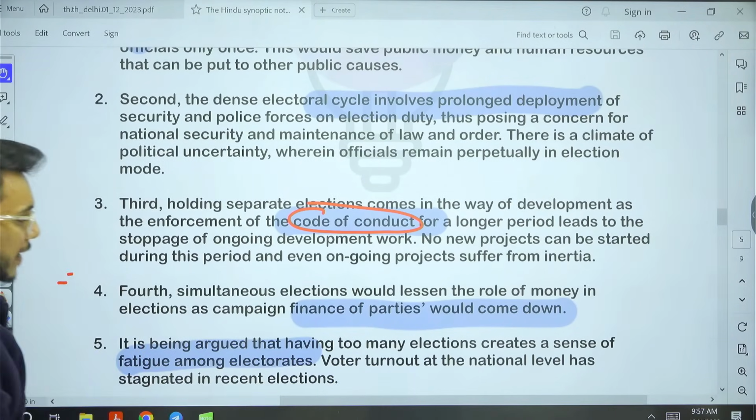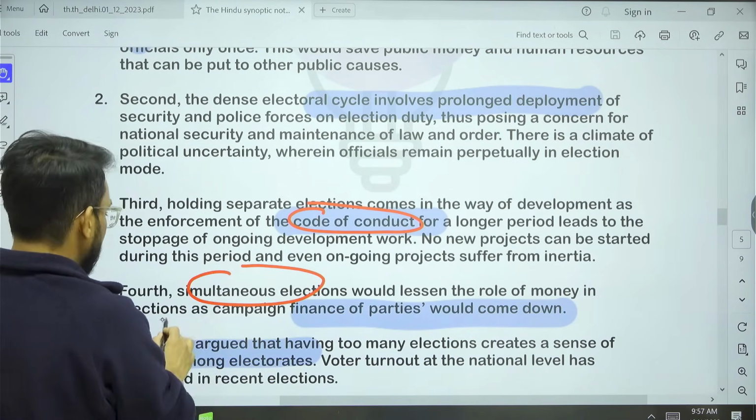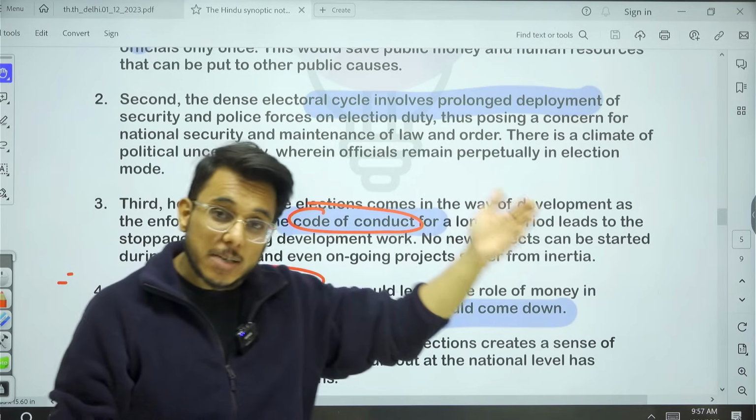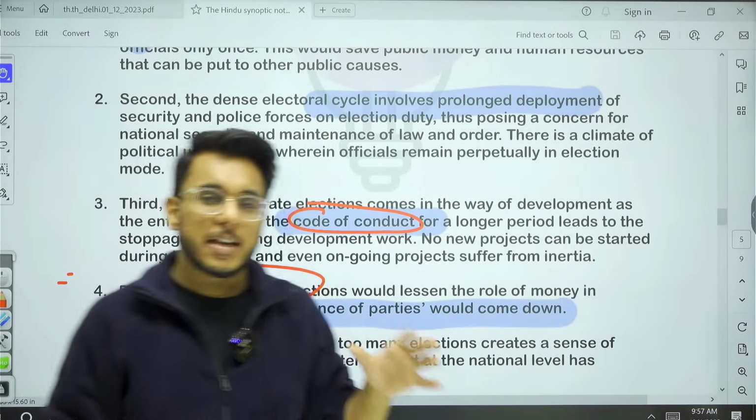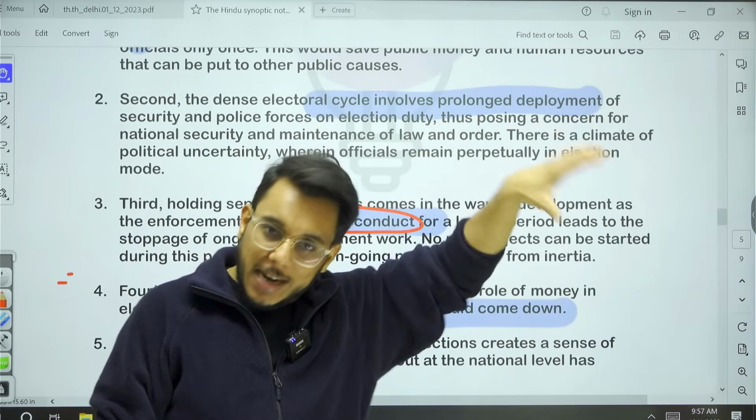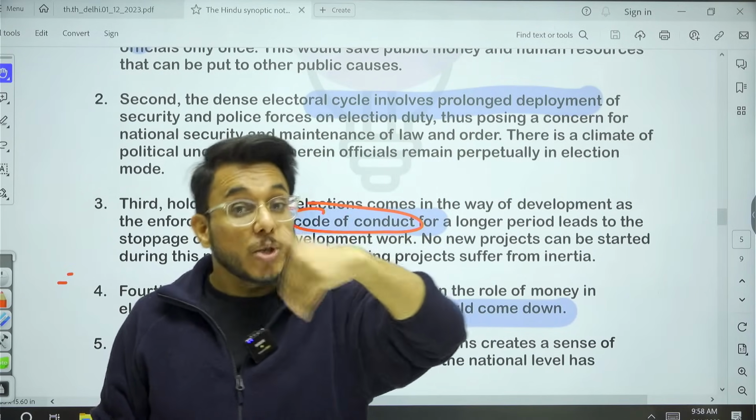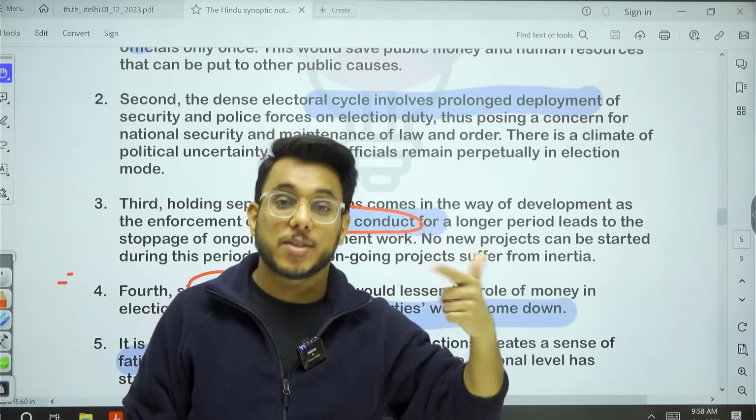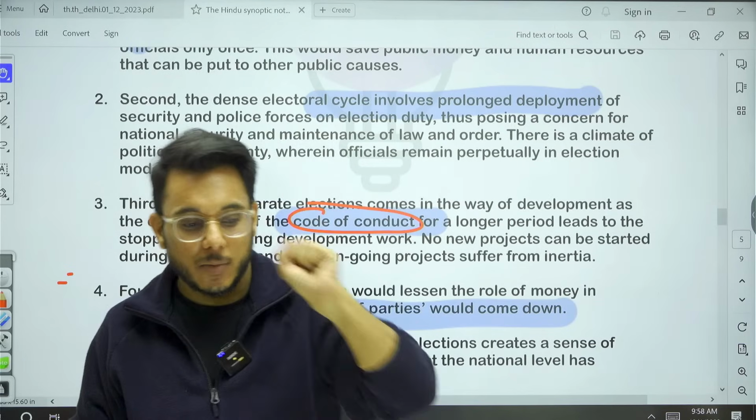Fourth, if there are simultaneous elections, it will also reduce expenditure by political parties. For example, if there are elections every year, BJP and Congress have to spend money every year. But if elections are simultaneous with the Lok Sabha, they need not spend anything additional or extra for the state assembly elections. In the same campaigning, those will also be covered.